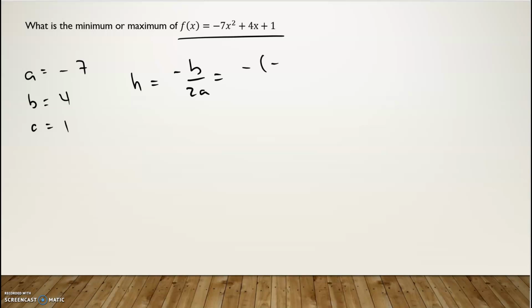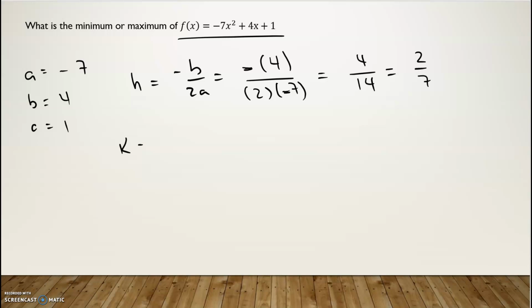So -4 over 2 times -7. Notice I have a negative on the top and the bottom. Those will cancel out. Negative divided by negative is positive. So 4 over 2 times 7, so that'd be 14. I can take a 2 out of both of those, and I'm left with 2 over 7.